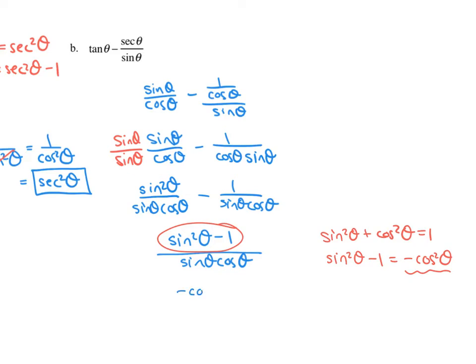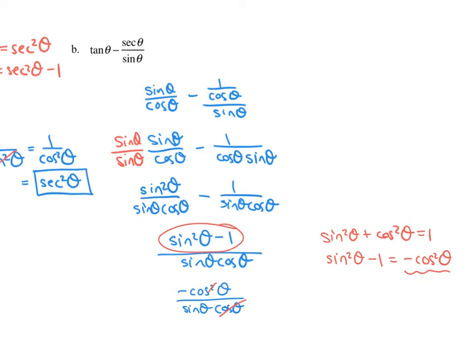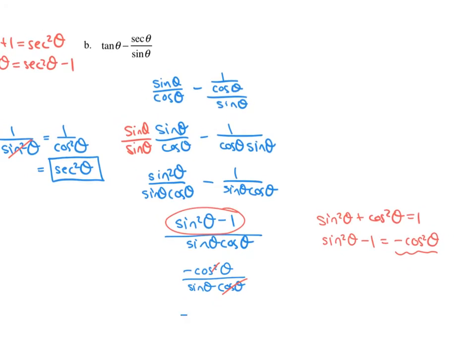So we get negative cosine squared theta on the top. On the bottom, we have sine theta cosine theta. And one of the cosine thetas on the top cancels with the cosine theta on the bottom. So we end up with negative cosine theta over sine theta, which is equal to negative tangent theta.